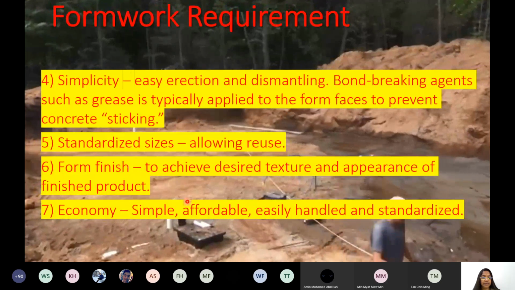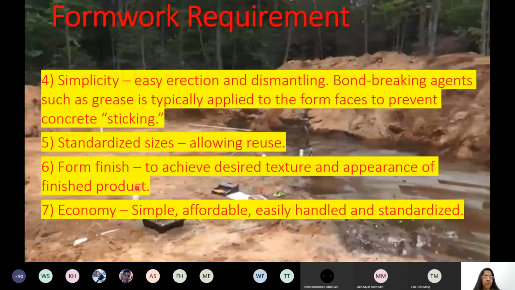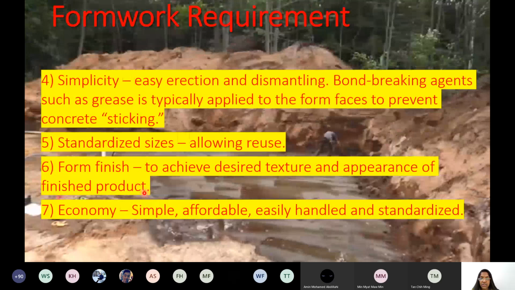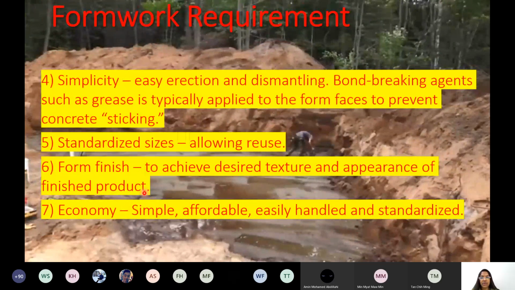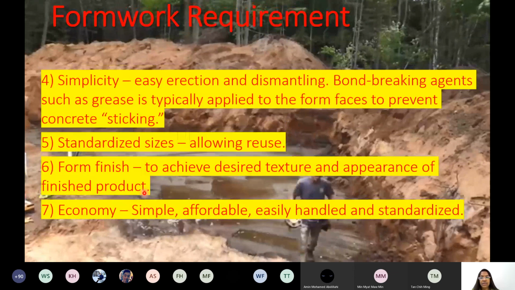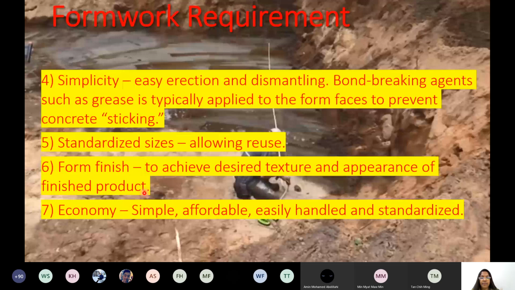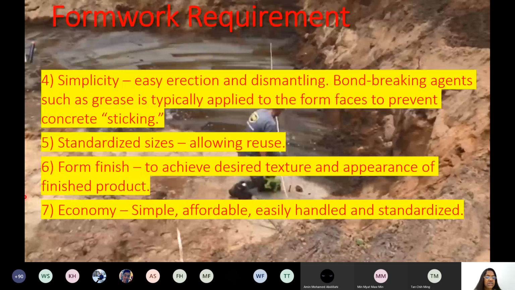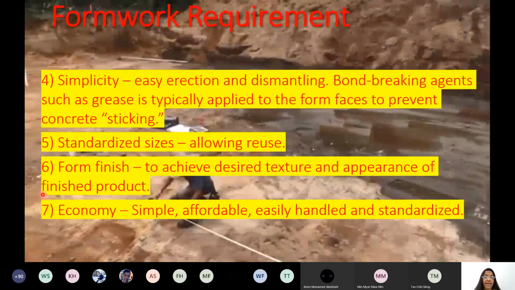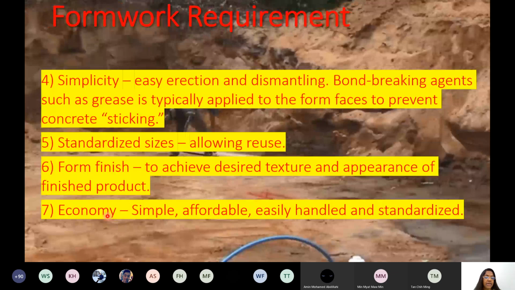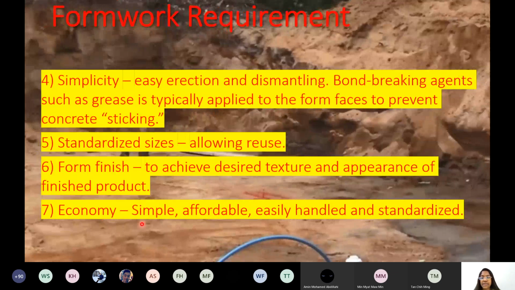Form finish, to achieve the desired texture and appearance of the finished product. The formwork should have a smooth surface, so that when it is stripped off after curing, it will be easily taken off. It won't take the material of the concrete or leave an uneven shape or surface on the concrete. When it's stripped off, the surface should be smooth and evenly constructed. The size should not be varying. So choose a material with a smooth surface like plywood, steel can also achieve some, and then PVC and so on.